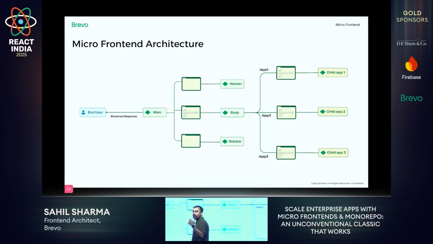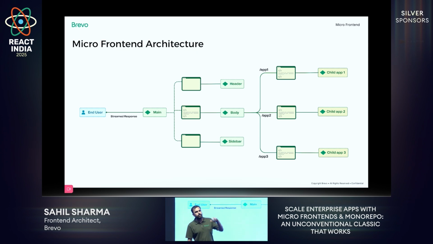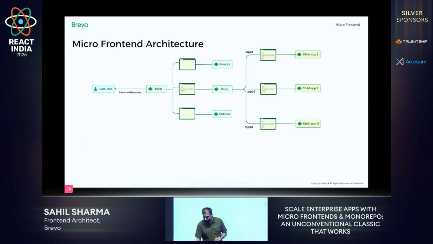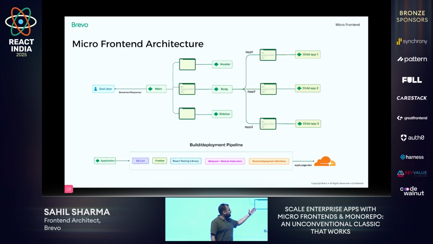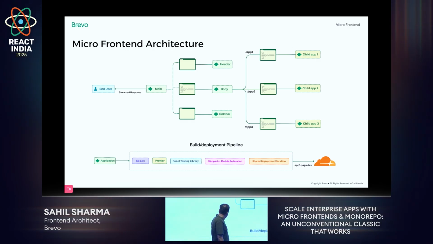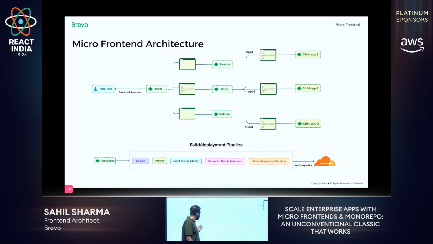So when a user navigates from app 1 to app 2, he does not see a whole reloading of the application. For example, for child apps A, B, C and the container, the whole application is built using this architecture, where we have the application along with the building and testing tools.